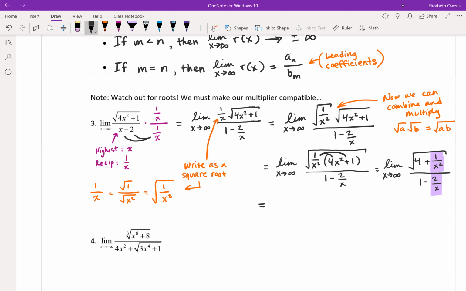So this is the part where we're going to put in values, so we get to stop writing limit. And so you'd have the square root of 4 plus 0 over 1 minus 0. And so square root of 4 over 1, that'd be 2 over 1, and so that's 2. And so that is our limit for this.